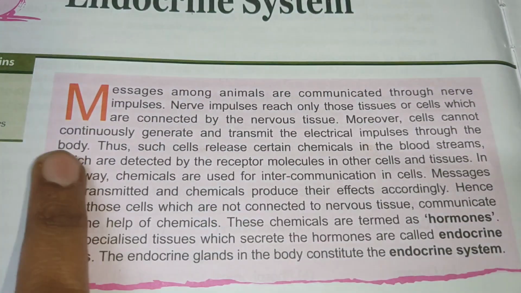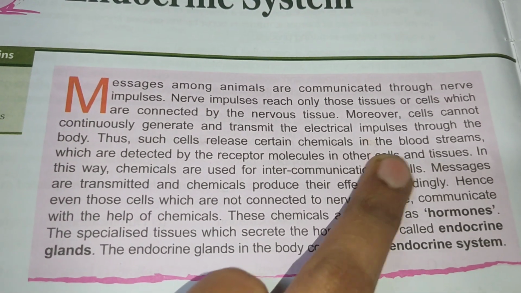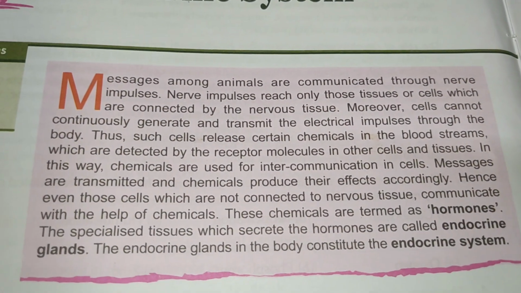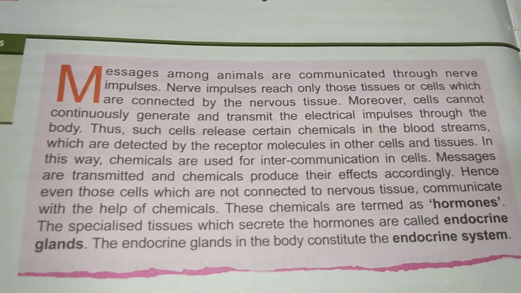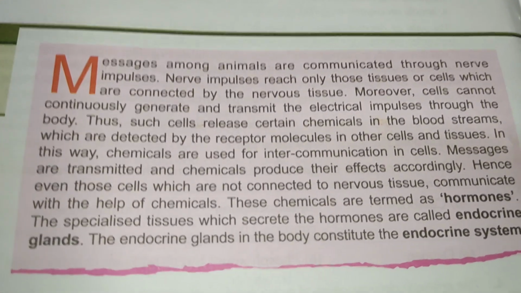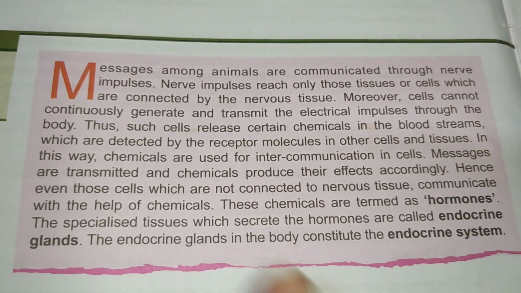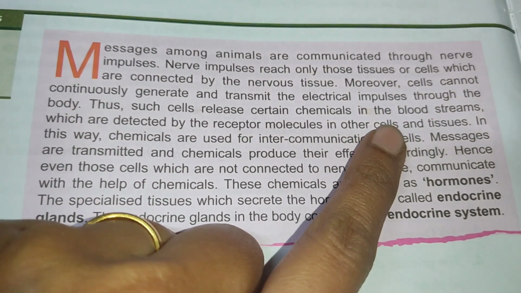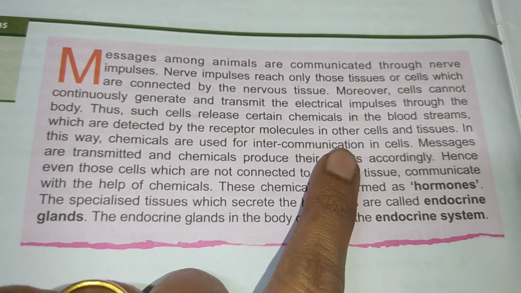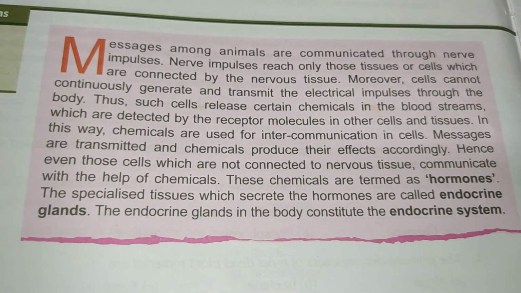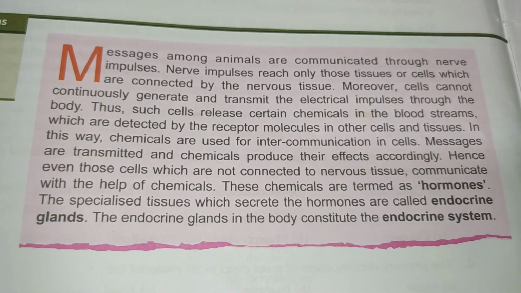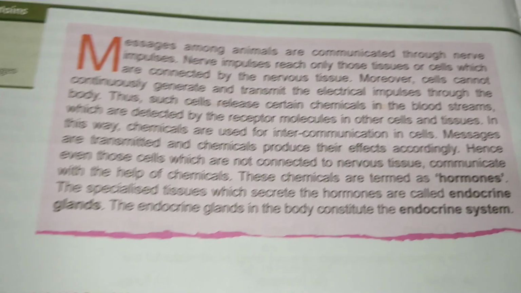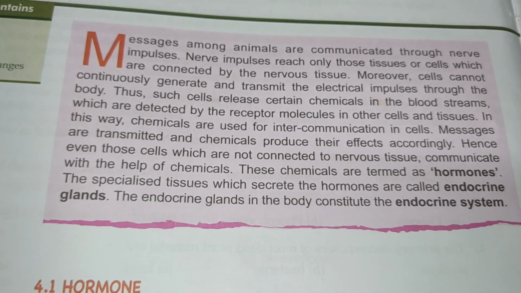Moreover, cells cannot continuously generate and transmit electrical impulses through the body. So we need one more method to release chemicals in our body. Cells release certain chemicals into the bloodstream, which are detected by receptor molecules in other cells. Receptor means receiving cells, which receive the messages. In this way, chemicals are used for intercommunication in cells.